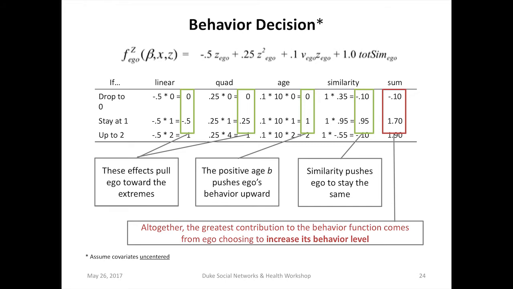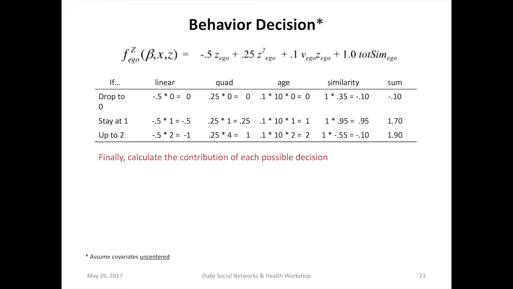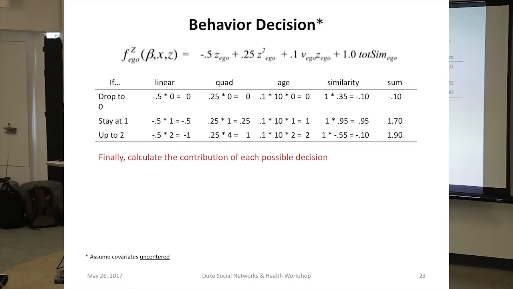All right, so let's look at what these are doing. The linear and quadratic terms, if you sum those up: we get negative 0.5 plus 0.25 is negative 0.25, and then negative 1 and 1. Those across the three choices give us this kind of distribution, where being at 0 or 2 is a little bit higher than being at 1. So the combination of the linear and quadratic terms pulls ego towards one of the two extremes.